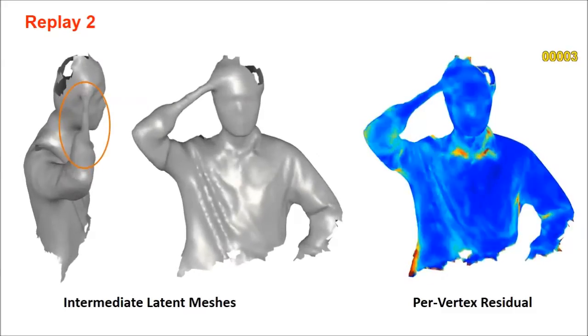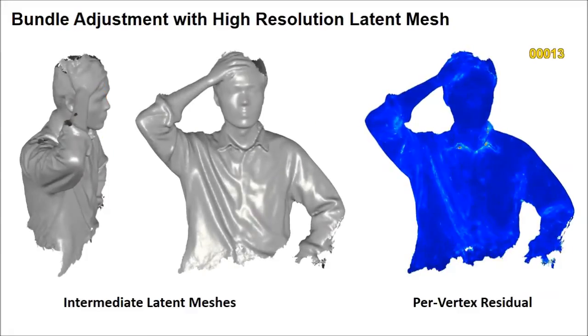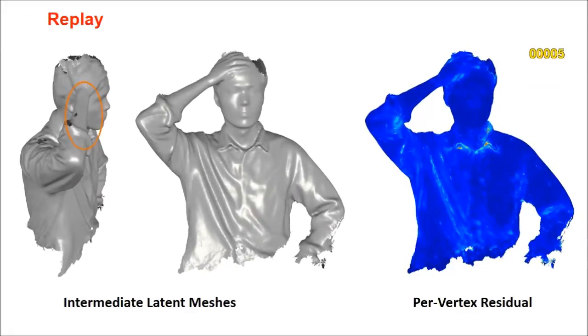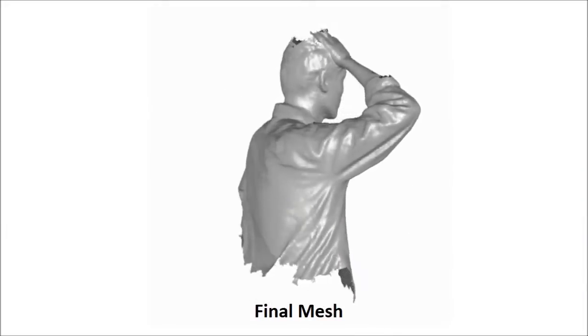Note the increase in detail on the right forearm and hand. Next, we run the bundle adjustment again with a high-resolution mesh to recover the finer details. Here is our final reconstruction after bundle adjustment.